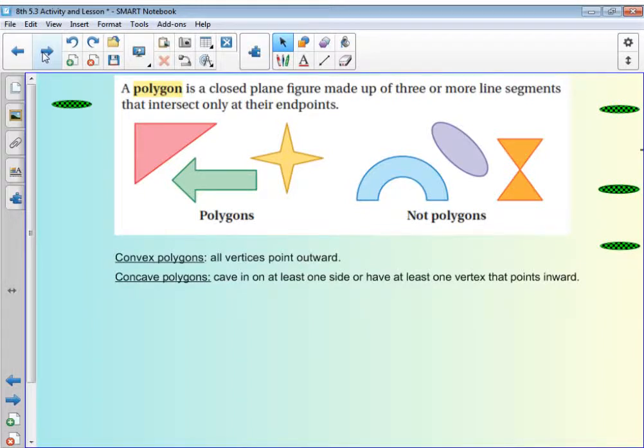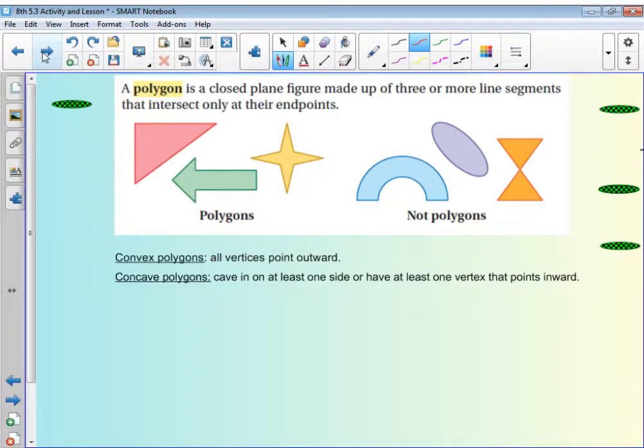In our activity, we learned that a polygon is a closed figure that is made up of 3 or more line segments that intersect only at their endpoints. So here they're giving us 3 examples of polygons. Once again, if you look, they all have straight lines, no curved sides. They all are an enclosed figure.